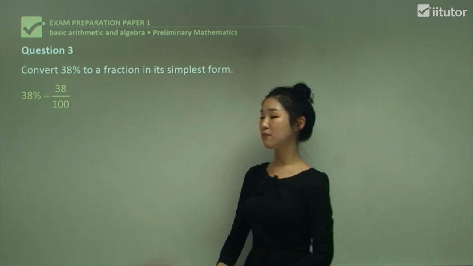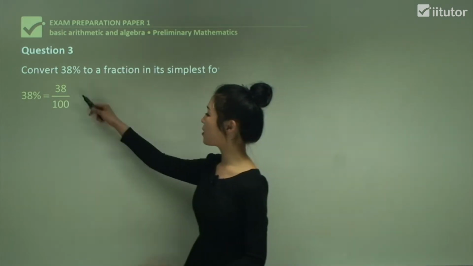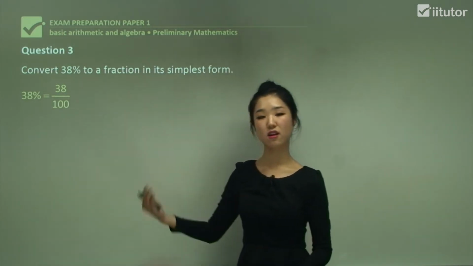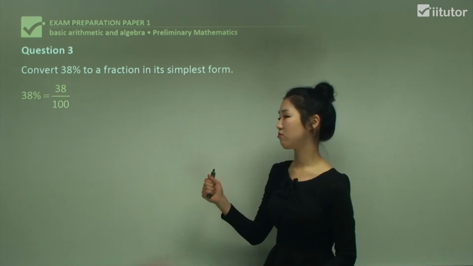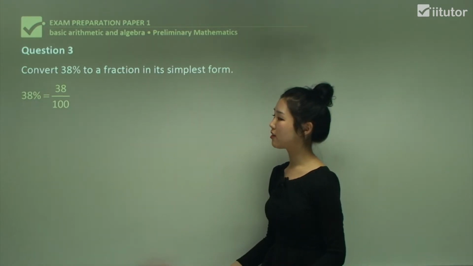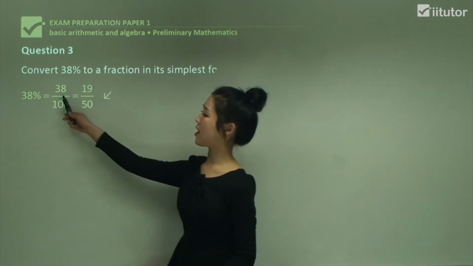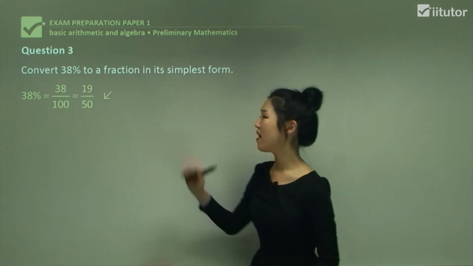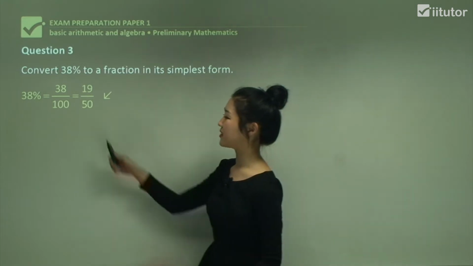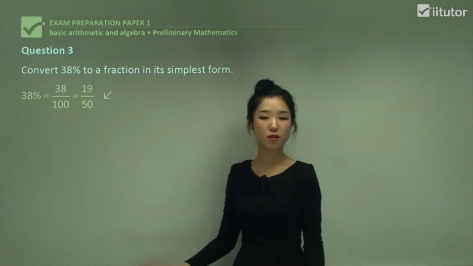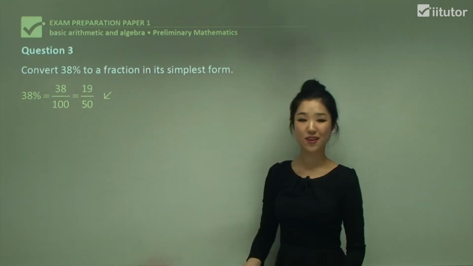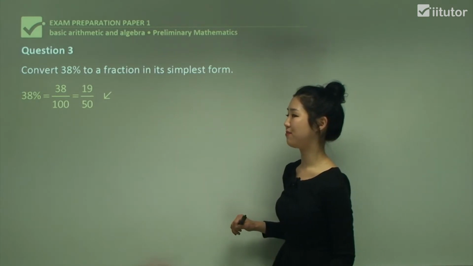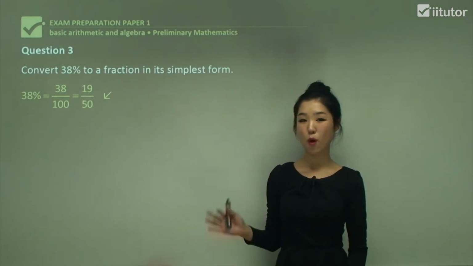So now all I need to do is simplify. I think the common factor for 38 and 100 is 2. So I'll divide top and bottom by 2. 38 divided by 2 is 19, 100 divided by 2 is 50. And there are no other factors. 19 is a prime number, so I can't go any further. And that's your answer. How simple is that? 19 over 50. Okay, and probably this is just like a 1-mark question.